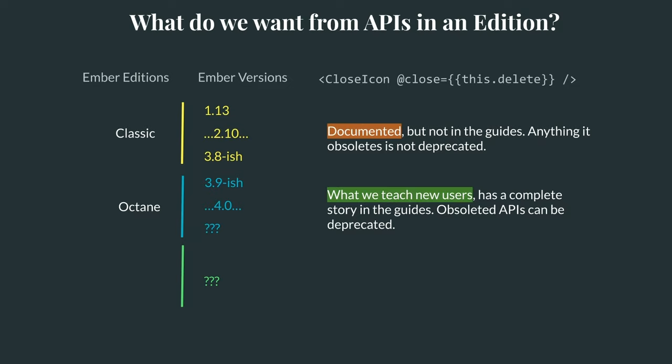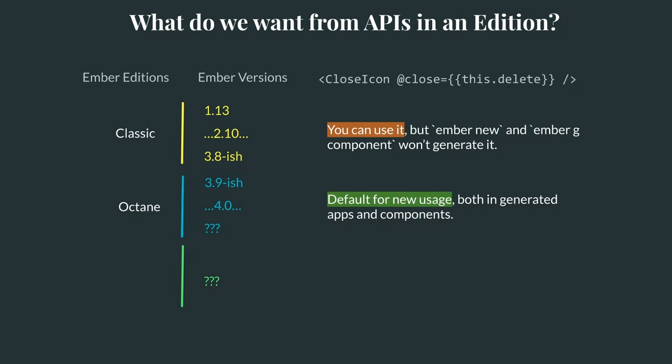We want to document classic APIs, but we don't necessarily teach them to new people using the framework. So we might land them, and sure, there's documentation. If you asked, someone would help you use the thing. If you're writing an add-on, you should consider it stable, but we might not recommend it to brand new people touching the framework because we don't think it makes sense or is easy to comprehend what's going on, at least.